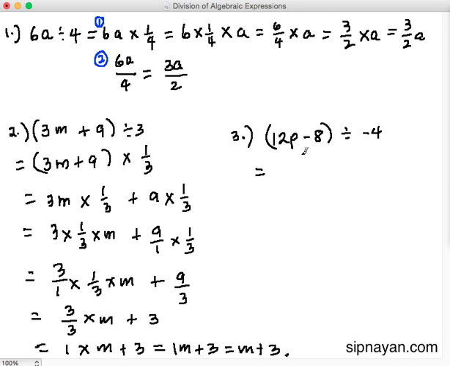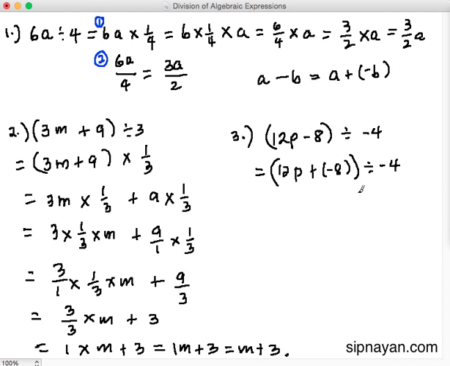ang pinakamadali pag may minus is to convert it into an addition problem or an addition expression, no? Kasi for example, kung naalala nyo yung ating pinag-aralan, sabi natin na a minus b is the same as a plus -b, no? So, subtracting a number is the same as adding its opposite, no? So, a minus b is the same as a plus -b. Ibig sabihin yung 12p minus 8, pwede natin siyang transform into this form, no? So, magiging 12p plus yung dito -8 divided by -4.